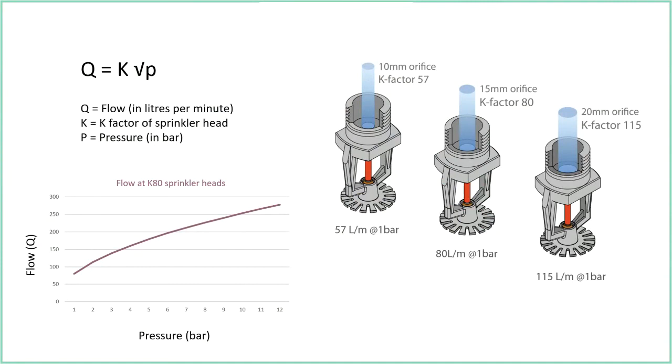And because of the equation, if the pressure is 1, then the flow will equal the K factor, because the square root of 1 is 1, and then Q equals K. So at 1 bar, a K57 sprinkler head will give out 57 litres per minute. That's quite useful to remember for a quick calculation: if we've got 4 sprinkler heads operating, at 1 bar, it's quite easy to work out how much water.